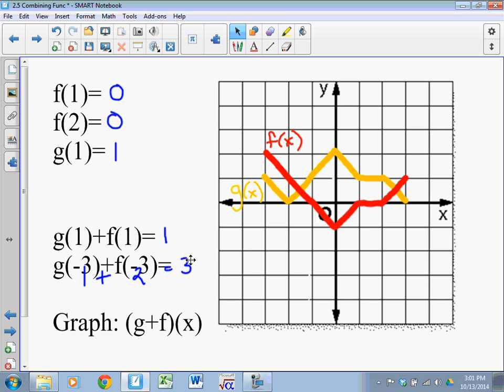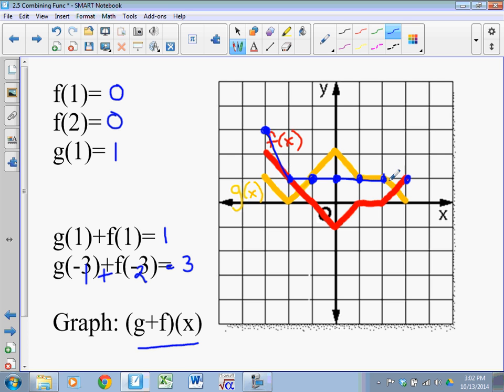I want to show those as we go through here, because as we graph f plus g of x, we want to do it that way. We go to negative 3 and we say 1 plus 2 is 3, and we put a dot. 1 plus 0 is 1, we put a dot. 1 plus 0 is 1, and we put a dot. 2 plus negative 1 is 1. 1 plus 0 is 1. And so then if I graphed f plus g of x, I would just get that graph, graphing the points.